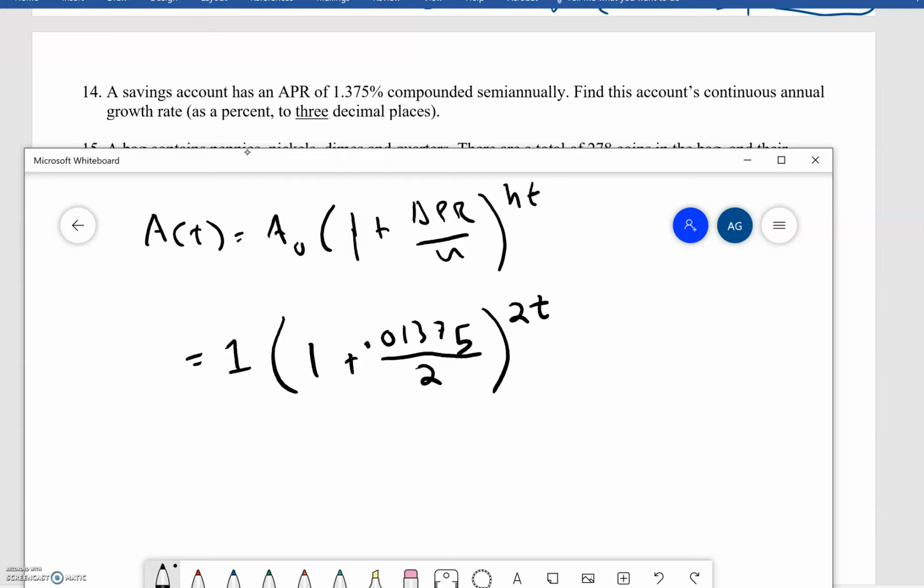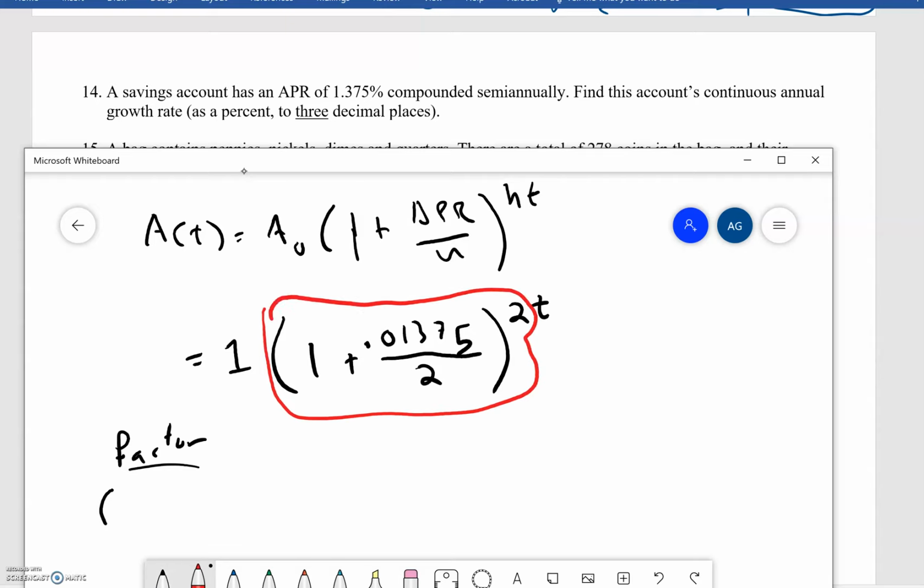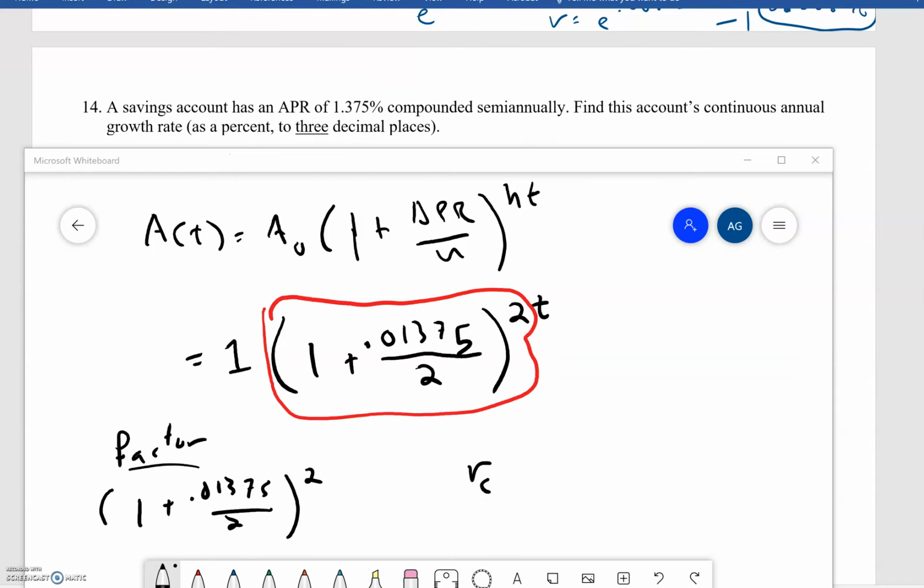Now, if we want to get the continuous annual growth rate, we need to start with the factor. So what is the factor? Well, the factor is just, I can circle it, this stuff. And notice that I included the 2, but not the t. So the factor is 1 plus 0.01375 over 2 raised to the 2. And now I need to take that factor, because what I'm trying to get here is rc. If you recall, what's the formula to get rc when we have the factor? Well, rc is ln of b. And this is b. So really all I have to do here is take the natural log of all of this stuff. And that will give me my continuous annual growth rate.